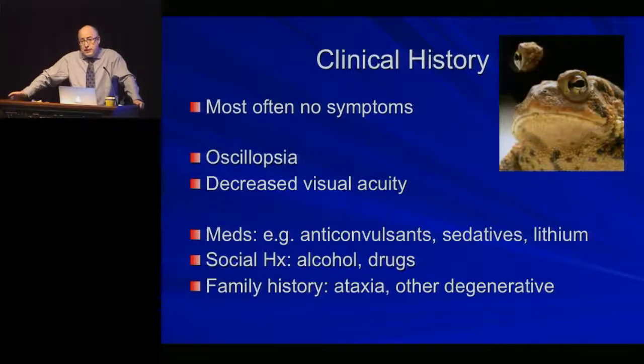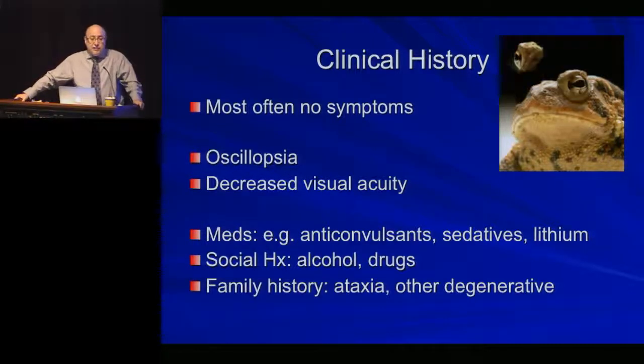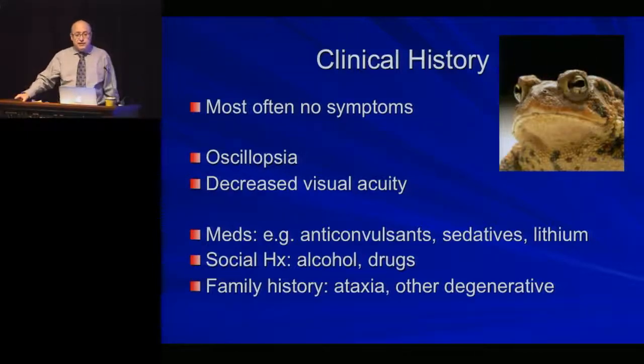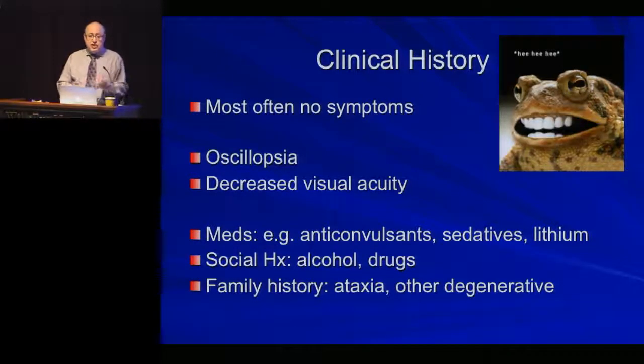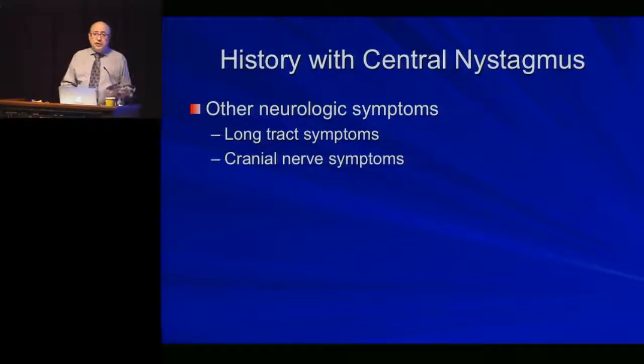You also want to take a history of what medications they're on. There are a lot of medicines that can cause nystagmus, particularly anticonvulsants, sedatives, lithium. Alcohol or drugs do it. And you want to take a family history because there are conditions such as spinocerebellar degenerations that run in families that have nystagmus. You want to ask about other neurologic symptoms, so long tract symptoms, numbness, weakness, arms and legs, etc. Cranial nerve symptoms. So if someone has nystagmus and has a sixth nerve palsy, you're worried about a pontine lesion. If they've got a third nerve palsy and nystagmus, you're worried about a midbrain lesion. So you want to ask about other neurologic symptoms.